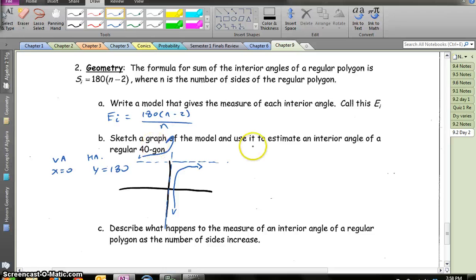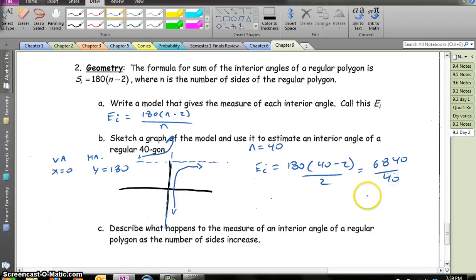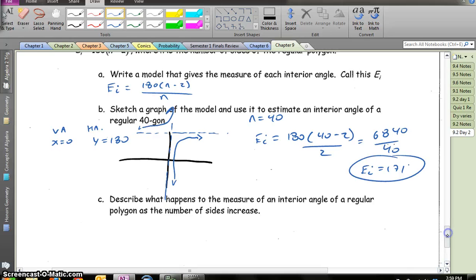It says sketch a graph of the model, and use it to estimate the interior angle of a regular 40-gon. So it's telling you the number of sides is 40. So I have EI equals 180 times (40 minus 2) all over 40. When you do that, you get 6840 over 40. So your EI is 171. All I did was evaluate that.